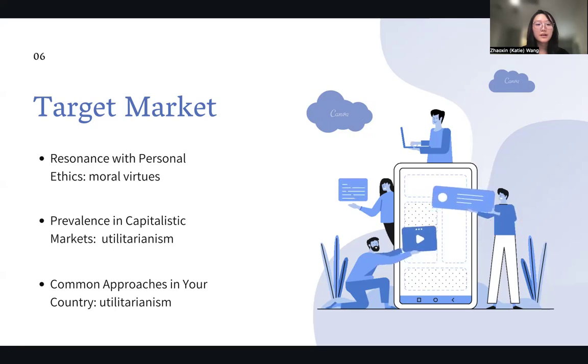And I feel like in my own country, utilitarianism is also the most popular ethical approach. Because my country, I'm from China, is a communist society. At least the Communist Party is leading the whole country. So it really aligns with the nation's focus on economic growth, development, and collective well-being of the society. This emphasis on achieving the greatest benefit for the largest number of people is really a core principle in both the economic and social spheres.